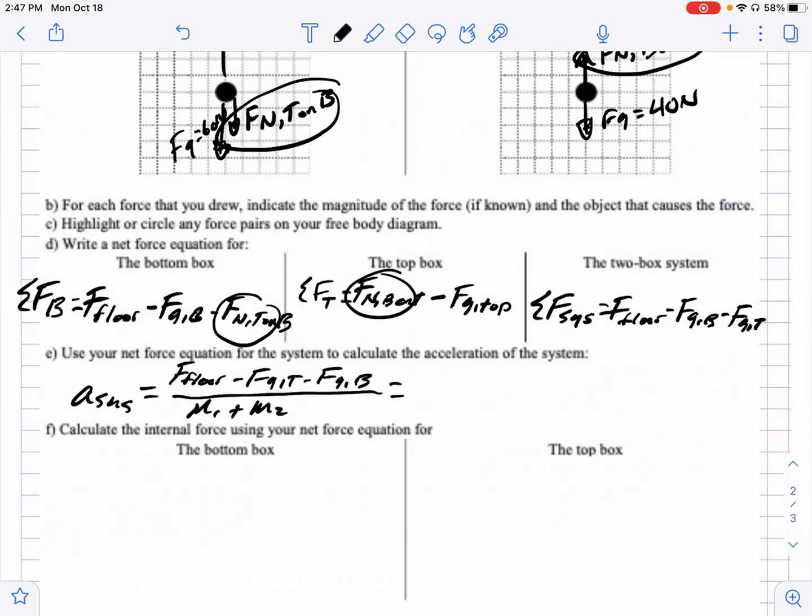Now we'll go ahead and plug in all our numbers here. So we have 60 newtons minus 60 newtons, that's the weight of one box, minus the weight of the other box, all over the mass of the two boxes. So we have 60 minus 60, so that's gone, minus 40, so I got negative 40 divided by 10. And so your acceleration is negative 4 meters per second squared, or we can just say 4 meters per second squared down.